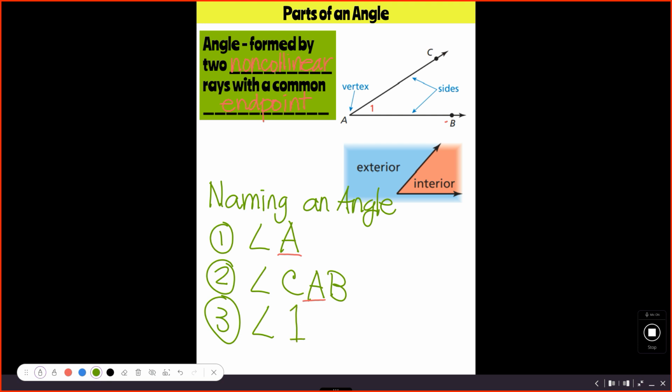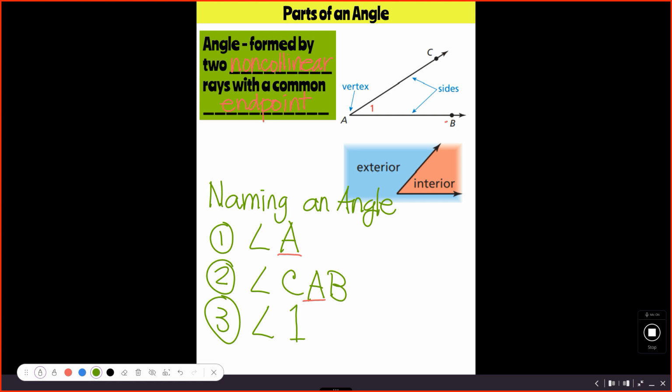But if, for example, the 1 has a degree sign over it, then you cannot use it to name the angle. Does that make sense? Because once it has a degree, it's telling you that the measure of the angle is actually 1 degree. But if it doesn't have any degree sign, then you can use it to name the angle. Does that make sense? Okay.